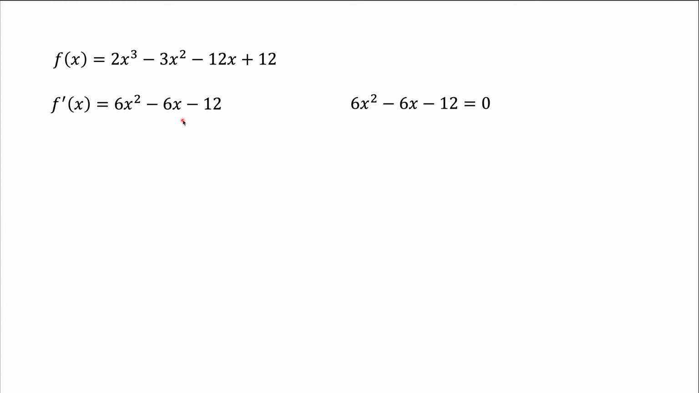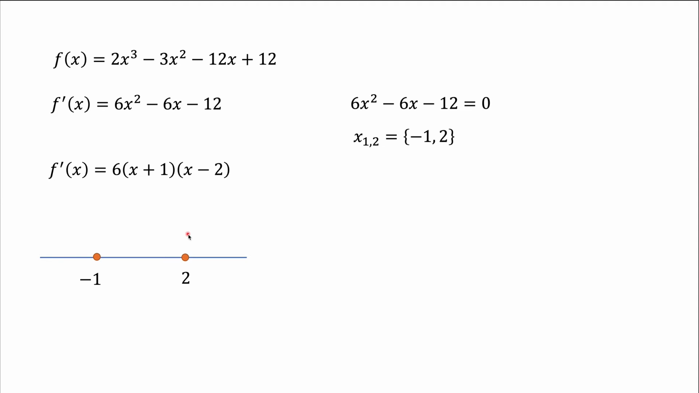So if we solve this quadratic equation, we find there are two zeros. It's x equals minus 1 and x equals 2. Now, knowing this information, we can rewrite the derivative. We can actually factor it and get an expression like this. And this expression is very convenient for us to study the behavior of this derivative, to see where this derivative is positive and where it's negative.